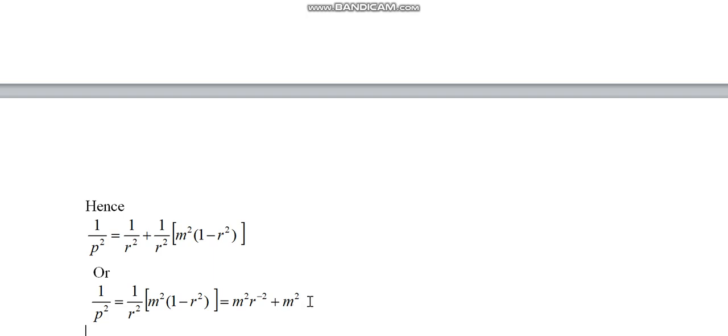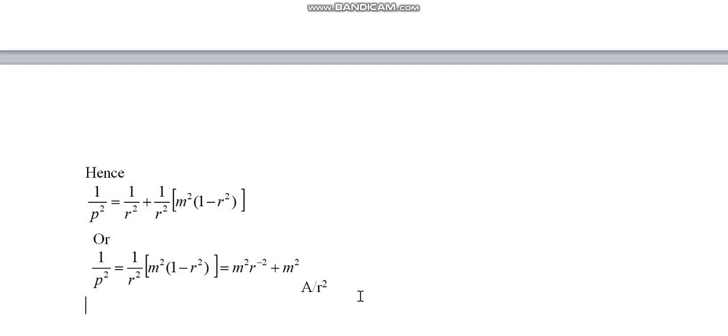So what we can say, this is of the form big A divided by r square plus B. So it is in the given form, and hence we can solve the example.